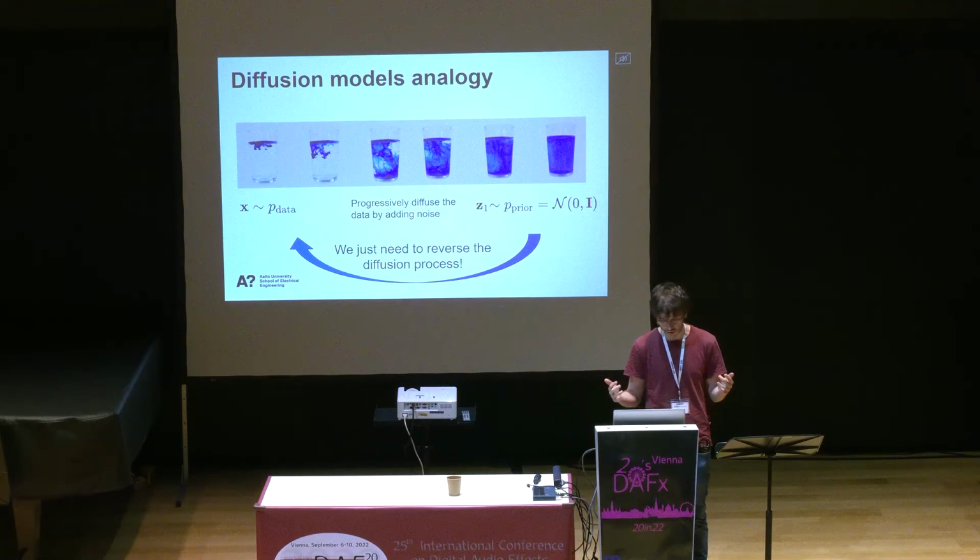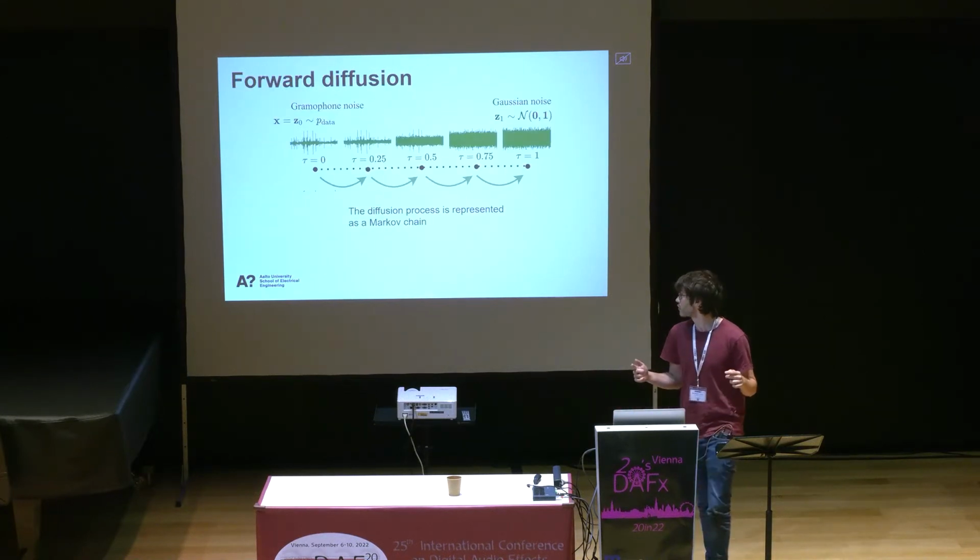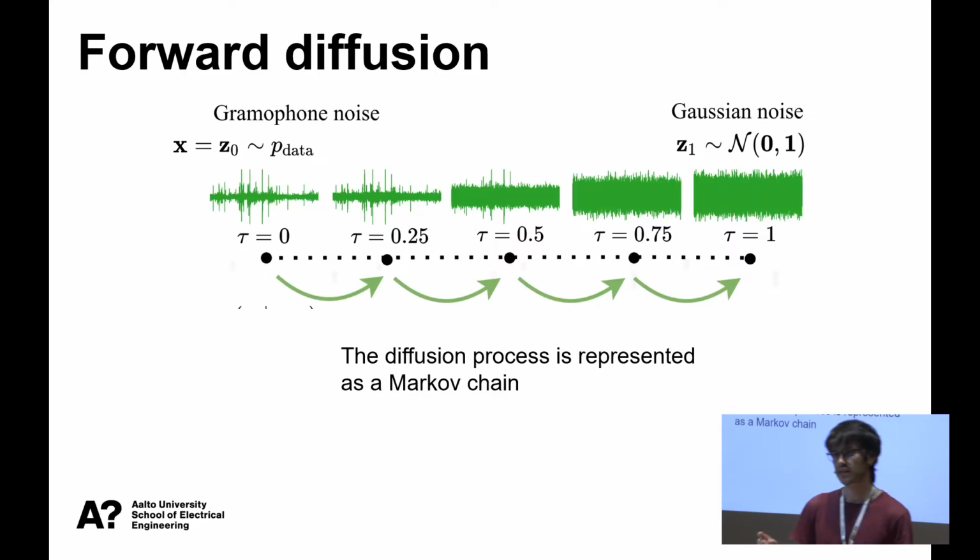And if we can learn to reverse it, the problem is solved. Yeah, now let's get into the business of gramophone noises. We have defined this diffusion process that basically maps gramophone noises to Gaussian noise. This is defined in a continuous way from 0 to 1, but it has to be discretized, because in practice everything has to be discretized. And one easy way to look at it is as a Markov chain.